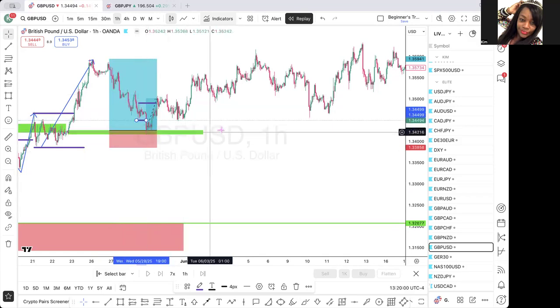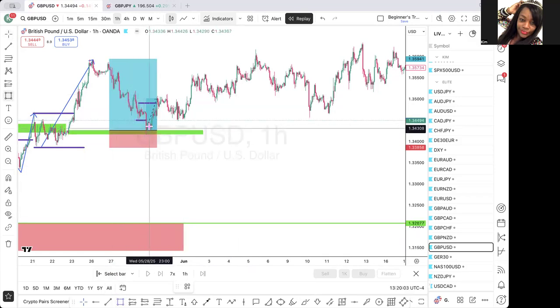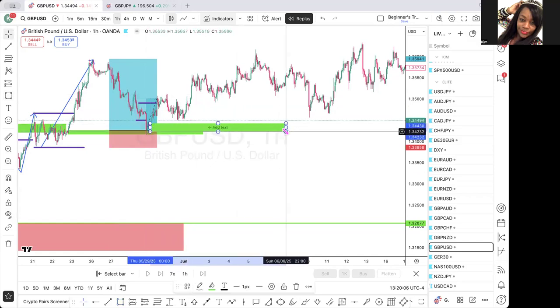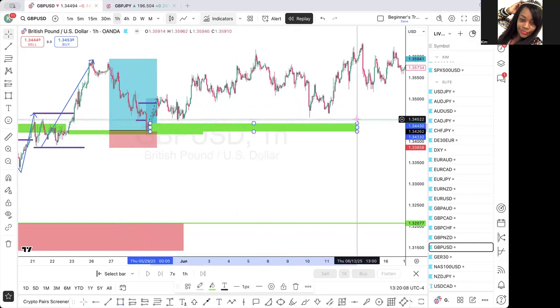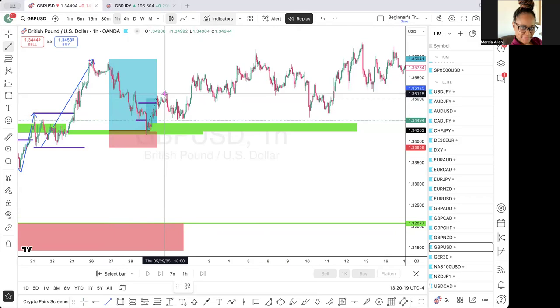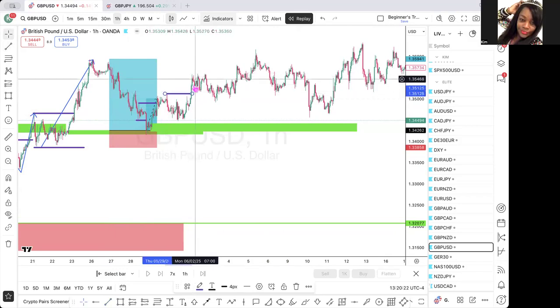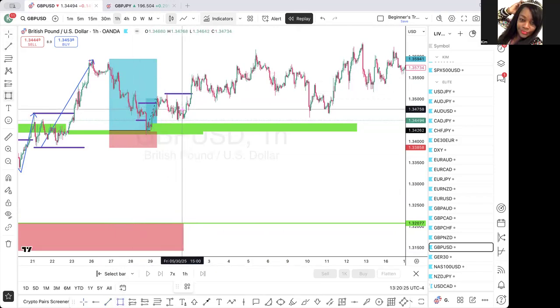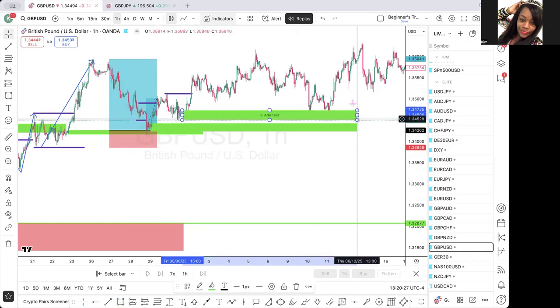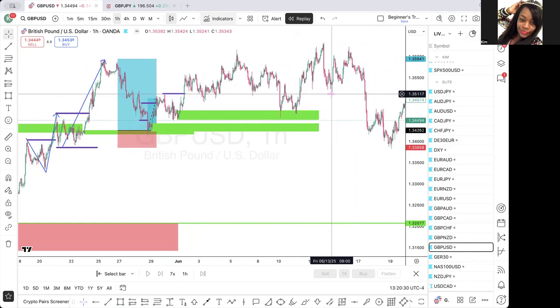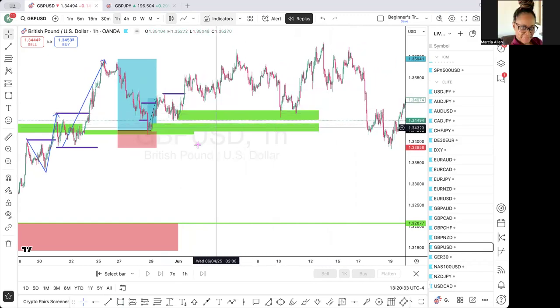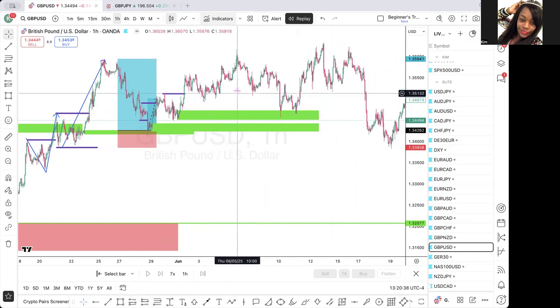I'm going to mark up my demand zone. And if it don't come back and get me, I'm okay with that. Because once the next break of structure happens, then I'm going to mark up my demand zone and it's going to come get you at some point. And then you take your profit at that high.